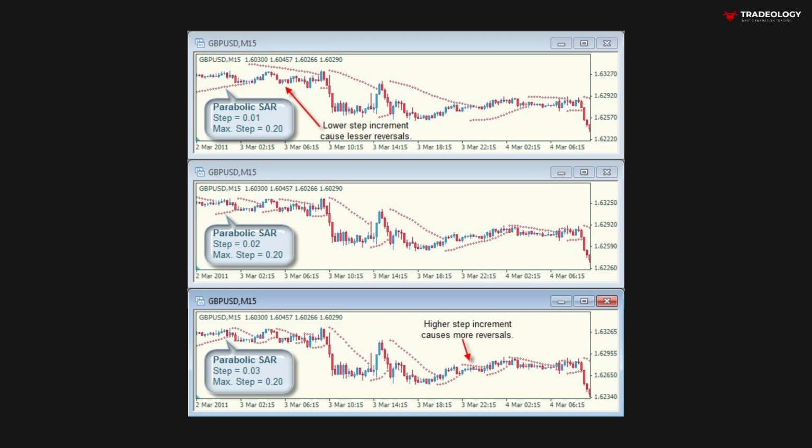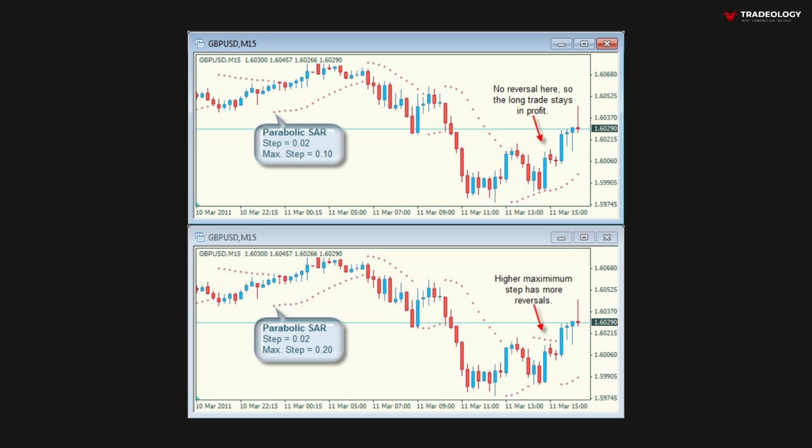The step increment of 0.02 and the maximum level of 0.2 are the default levels and can be adjusted in the indicator's parameters. If you decrease the step increment, it takes a longer time for the price to reach the Parabolic SAR, so there are fewer reversals. On the contrary, if you increase the step increment, the price reaches the Parabolic SAR quicker, with more reversals, and could cause whipsaws. Similarly, decreasing the maximum step setting will cause fewer reversals, while increasing it will cause more reversals.